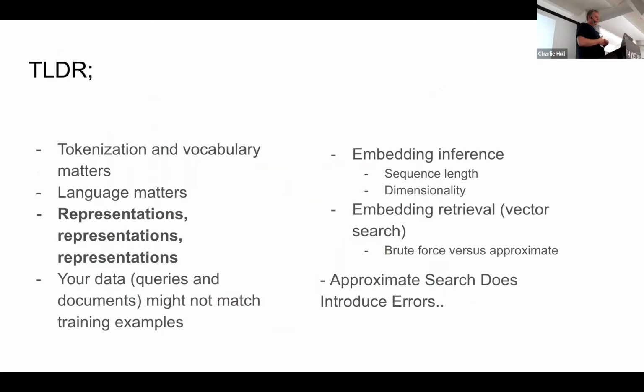So the summary of this talk is that tokenization and vocabulary matters, unfortunately. I wish I could say that we could not deal with all this stemming and lemmatization and whatnot, and we could be over with it, but it still matters because you still need those exact search capabilities, right? You expect to be able to search for a phone number or some exact things, right? So you need a search engine that actually has the capability of both vector search and exact search. And it's all about representations, and your data might not match up with the data that the model's been trained on. And on embedding inference, sequence lengths matter, dimensionality matters, and on embedding retrieval, be aware that approximate actually means approximate. The A in ANN stands for approximate, and it does introduce an error.